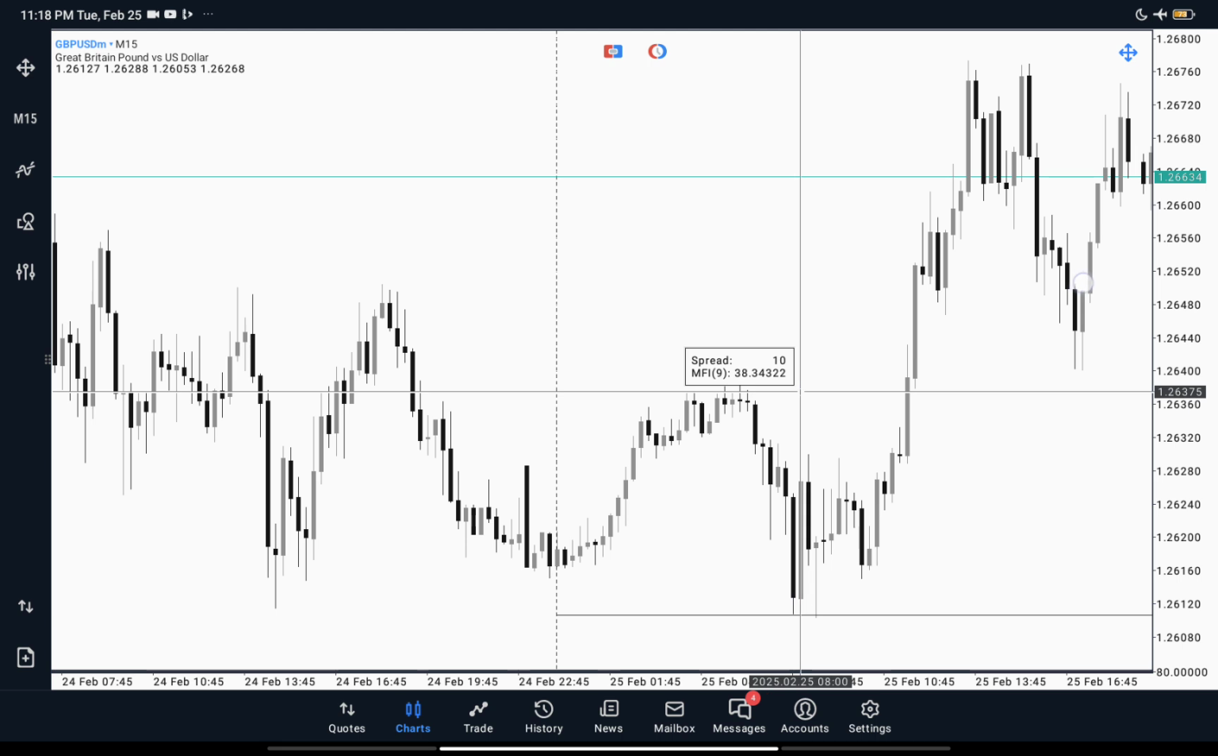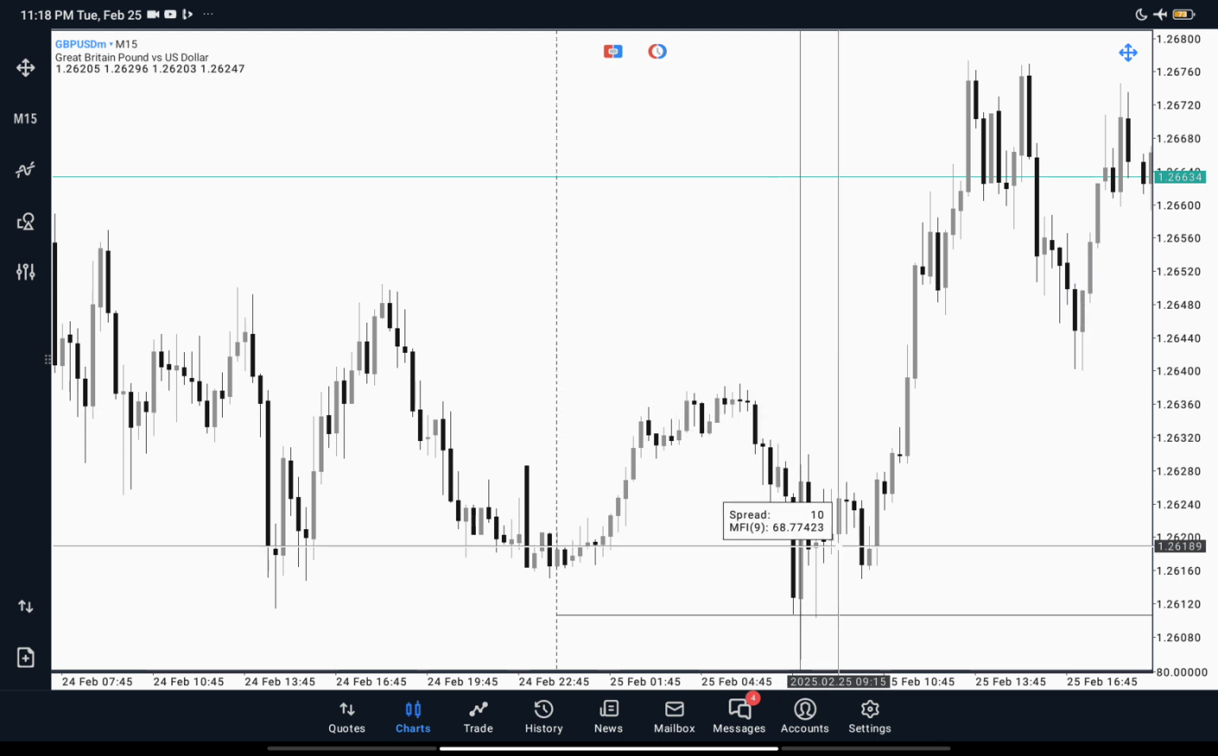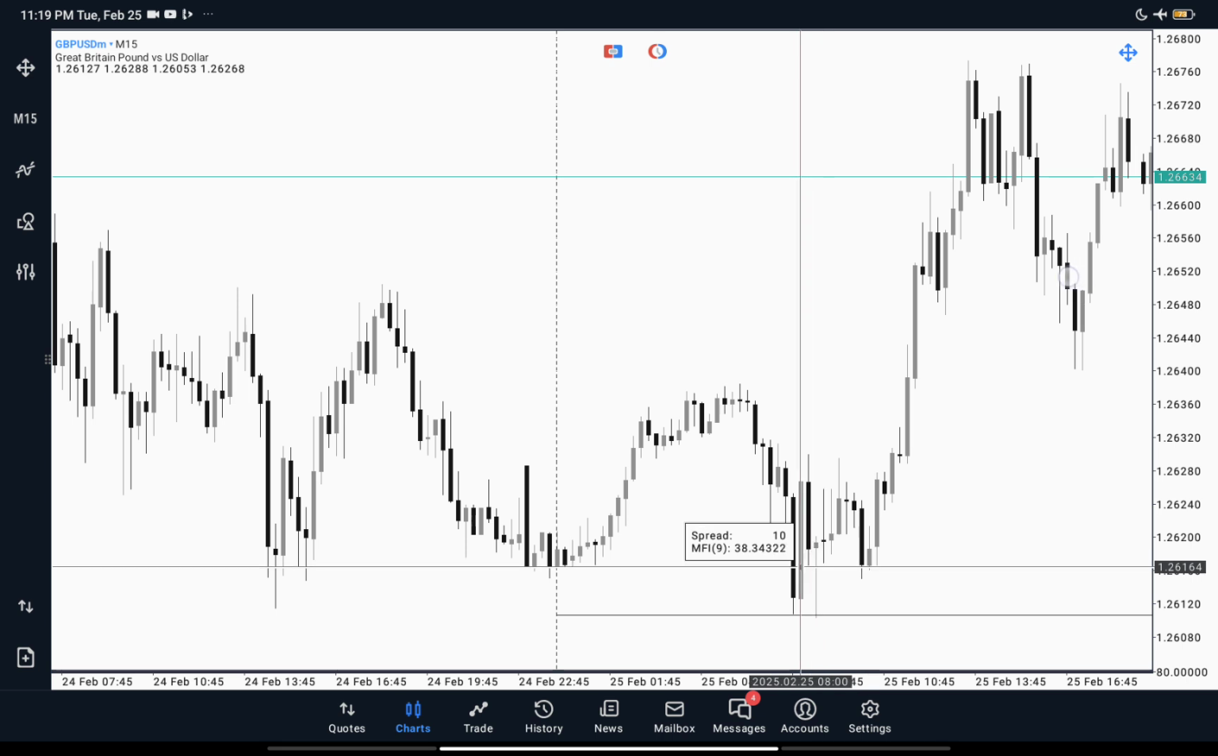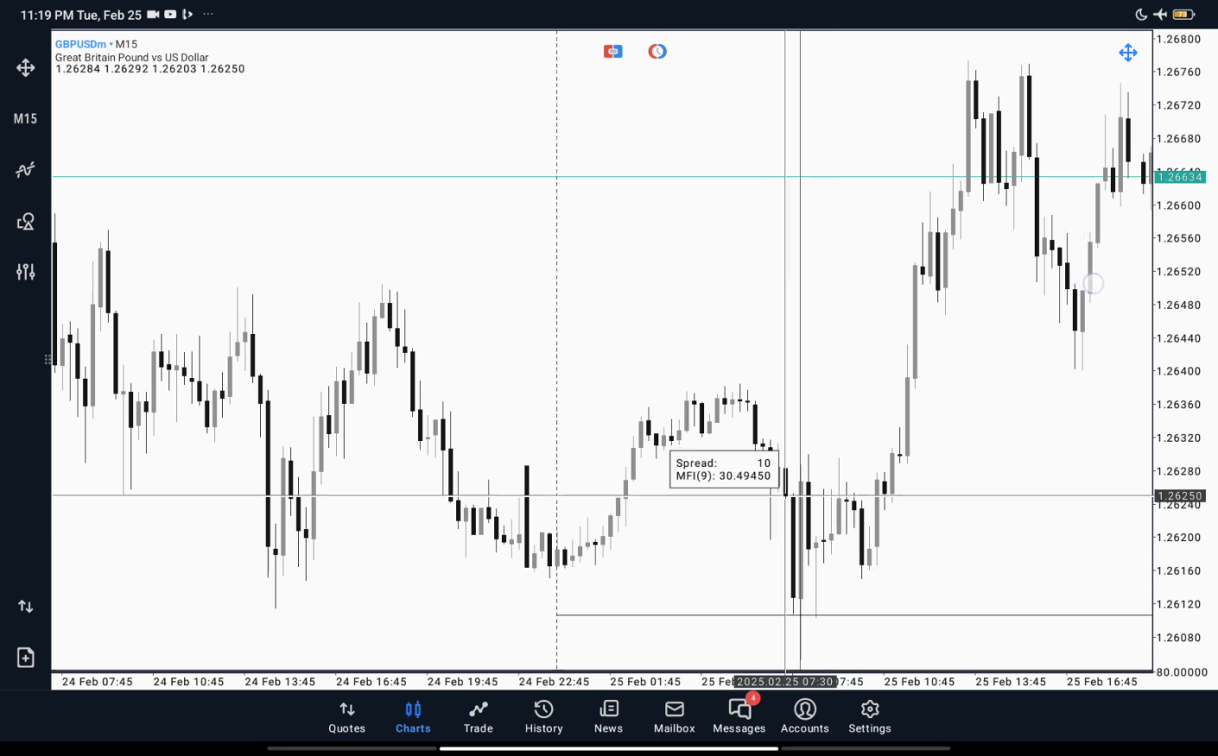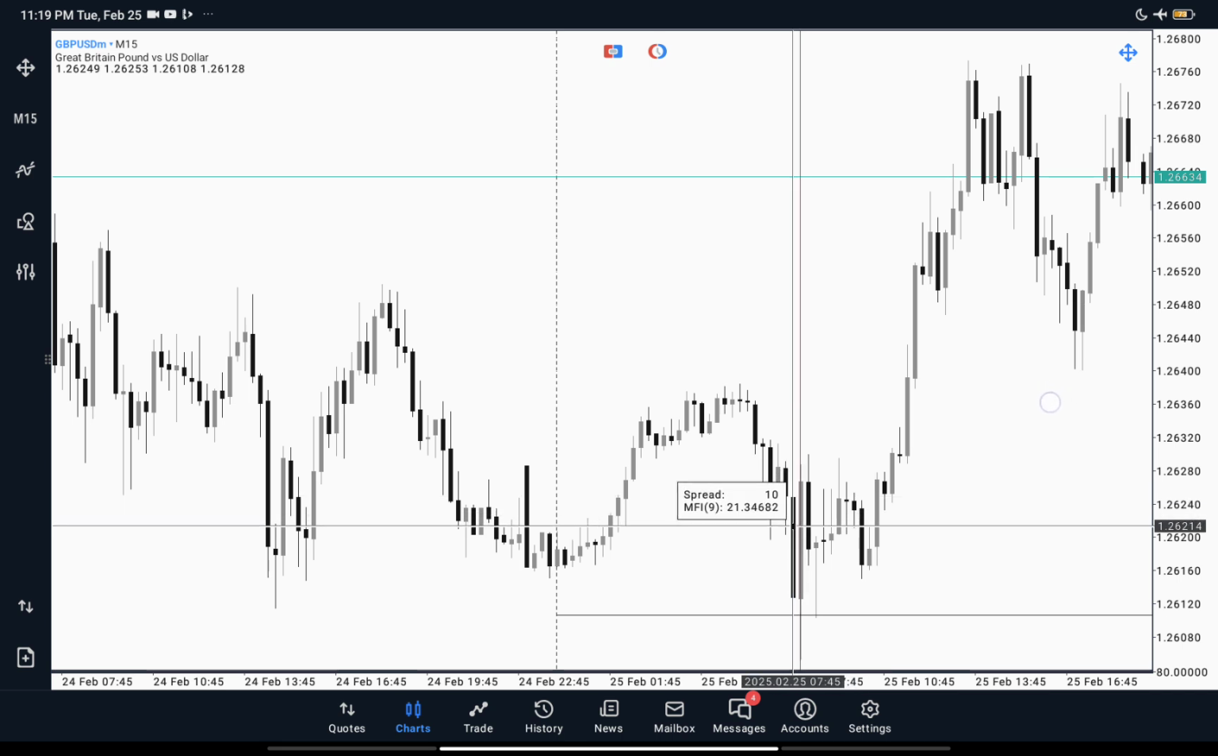So we use the 15 minutes time frame, and this was how we were able to get our beautiful entry right here. Very, very clean, sweet and beautiful entry right there. You can see it. Now what do I use for my entry?